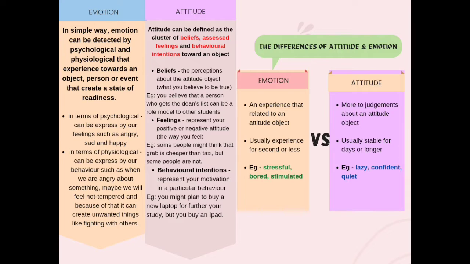Next is attitude. Attitude can be defined as the cluster of beliefs, feelings, and behavioral intentions toward an object. Belief is what you believe to be true. The example that I give here is, you believe that a person who gets the dean's list can be a role model to other students. The second one is feelings. Feelings is the way you feel towards something, either positive or negative. As an example, some people might think that Grab is cheaper than a taxi, but some people do not think like that.